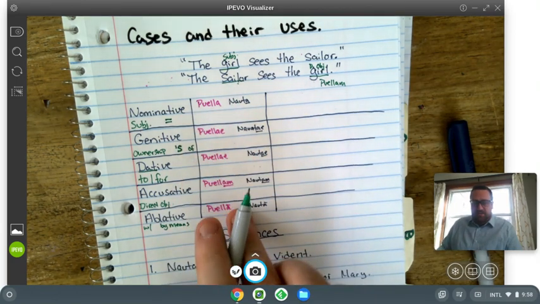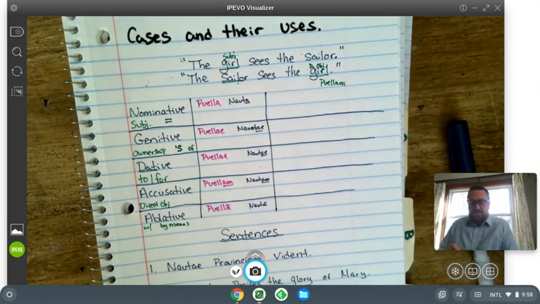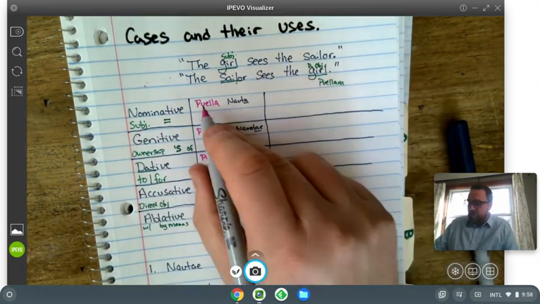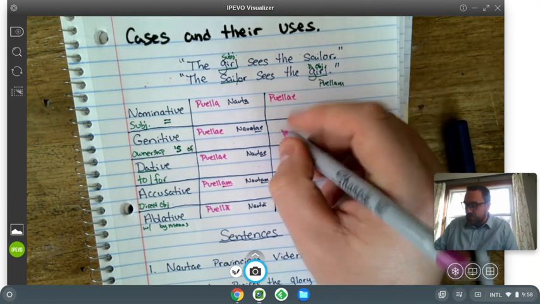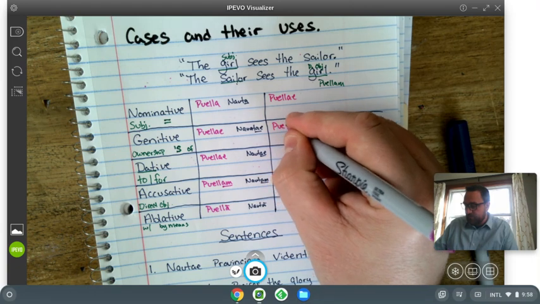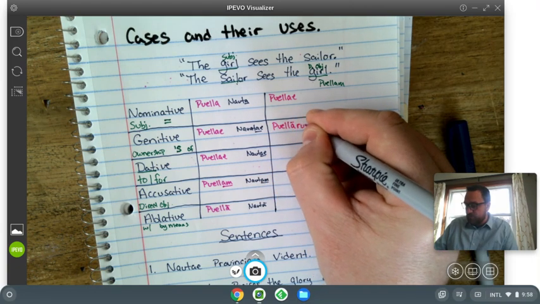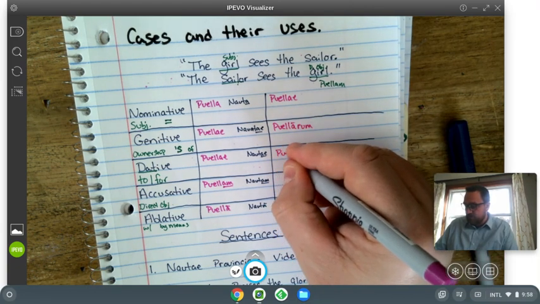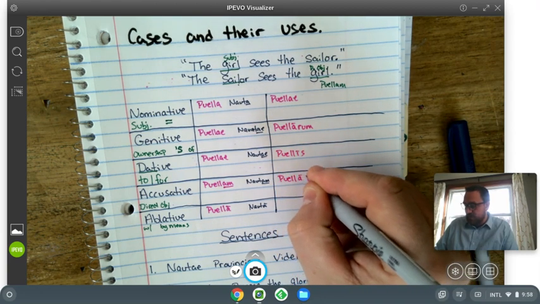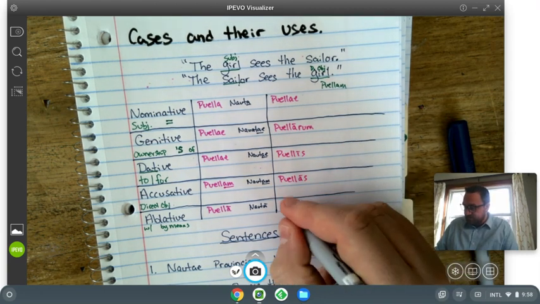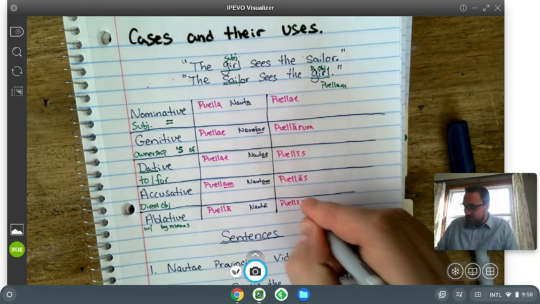Then of course we have singulars and we have plurals. So let's take a look at if we have girls as the subject of the sentence. Puellae, puellarum, puellis, puellas, puellis.